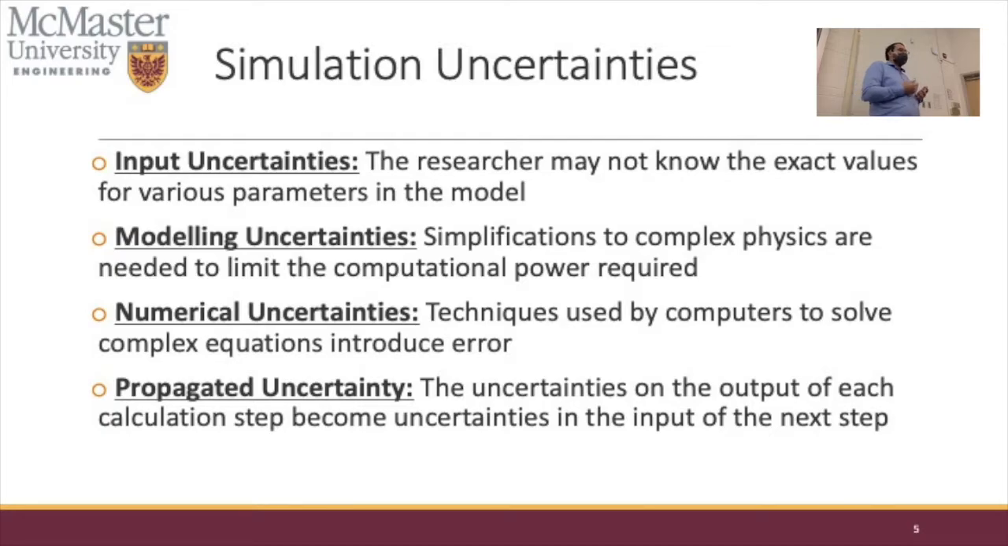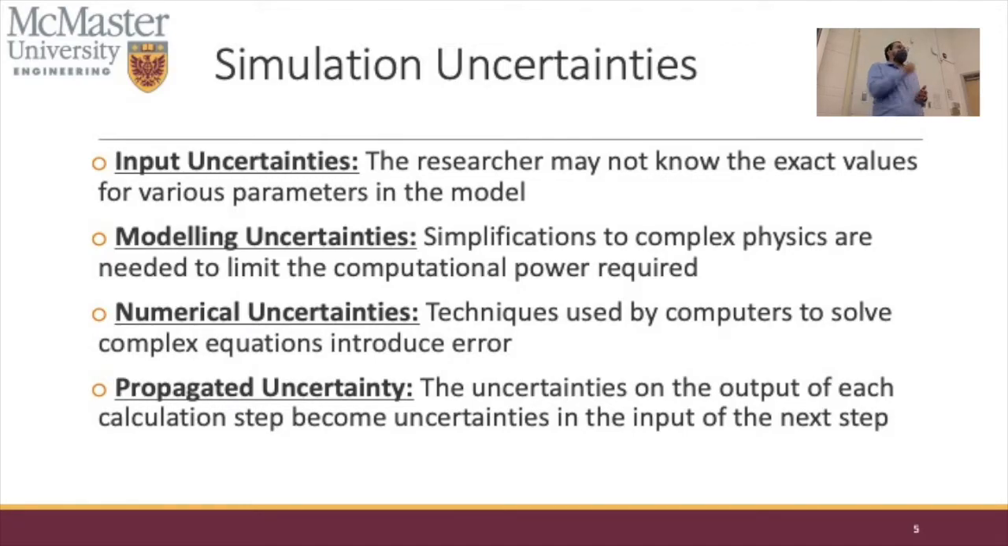We have modeling uncertainties, which arise from the simplifications to the complex physics that we have to make in order to actually be able to simulate these with computers. An example of that would be if our initial or boundary conditions in the simulation aren't perfect. We have numerical uncertainties. Those arise from the techniques that computers use to solve the complex equations that are at work here. And we have what we refer to as the propagated uncertainty.